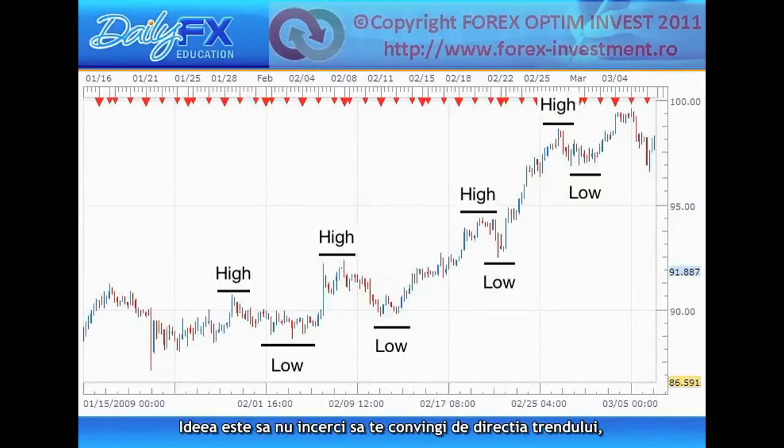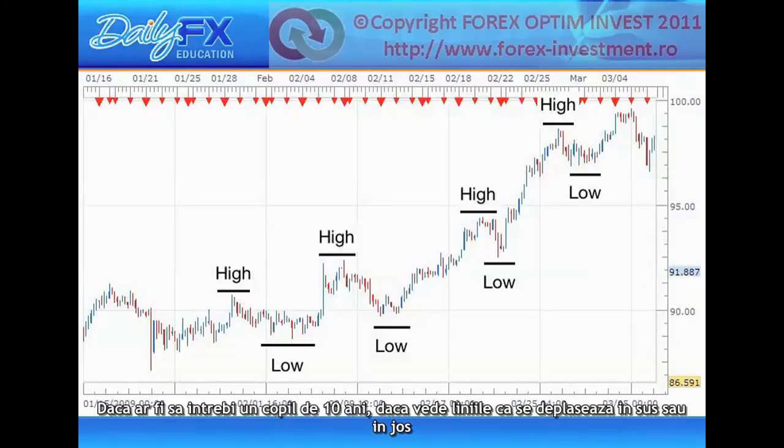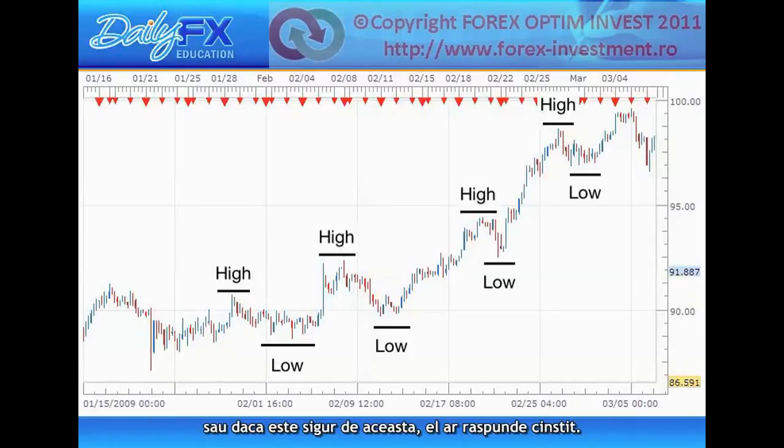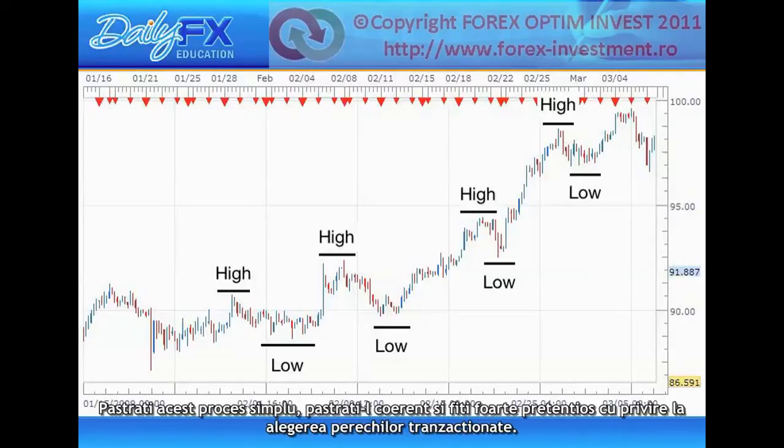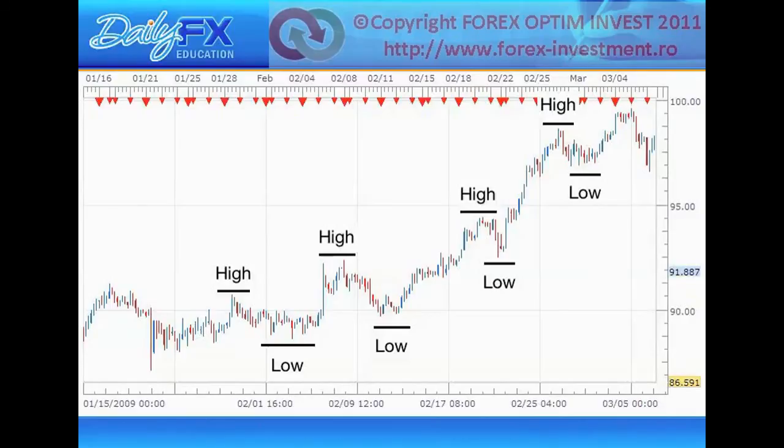The idea is not to try to convince yourself of the direction of the trend, but to pick the pairs where anybody would be able to identify the trend. If you were to ask a 10-year-old boy whether they see the lines moving up or down, or if they weren't sure, they'd answer honestly. And we need to do the same. We need to keep it simple, keep it consistent, and be very picky about what pair you choose to trade.